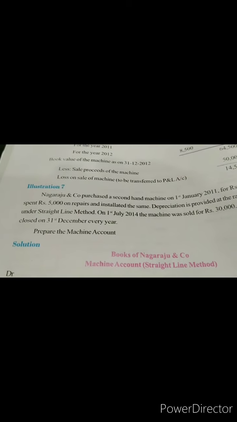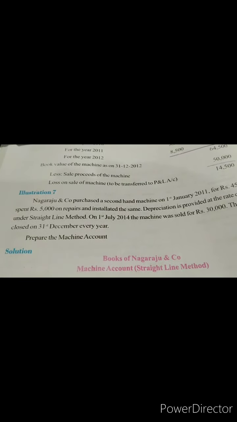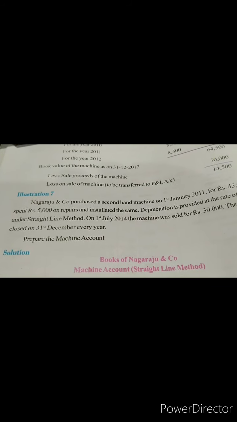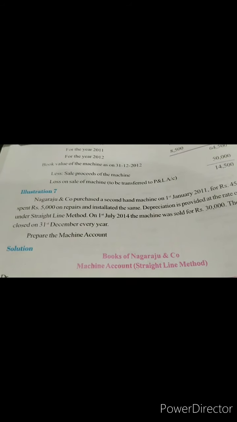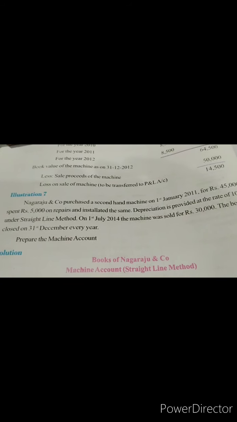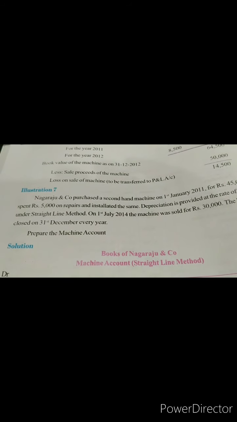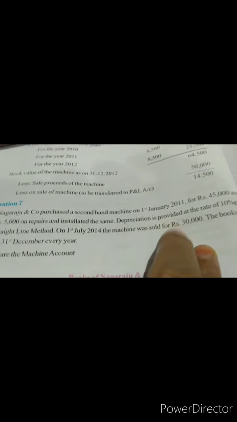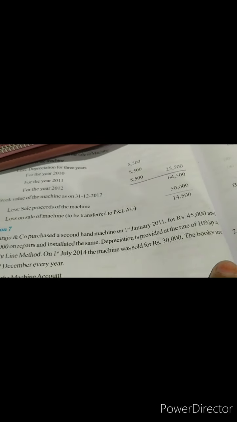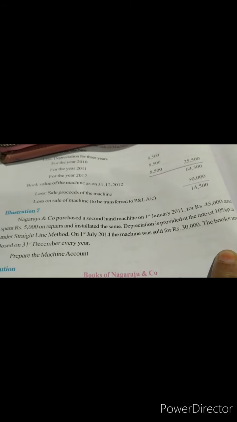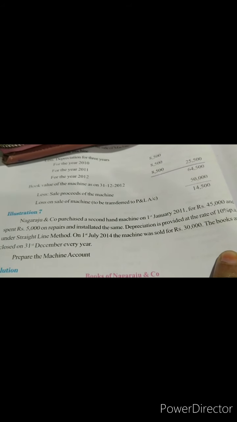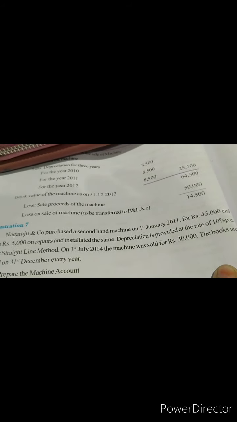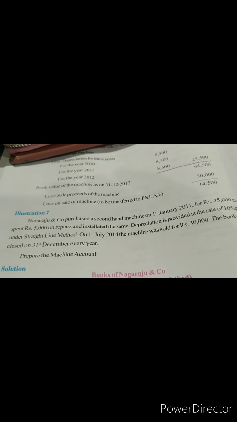Just have a look. Nagaraju and Company purchased a second-hand machine on 1st January 2011. So we are preparing books in the books of accounts for Nagaraju and Company. When did the purchase? On 1st January 2011. For how much? 45,000. And they have spent 5,000 on repairs and installed the same. So what is the original cost of the asset, children? 45,000 plus the repair charges 5,000, that is 50,000.